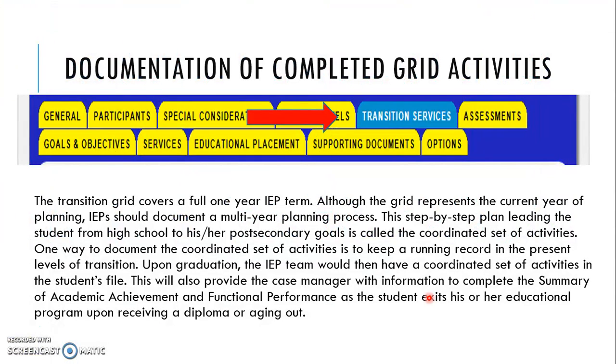So we need to make sure that the grid is covering one full IEP term. We went over that you might have to have 2 years of the transition class in there depending on the date of the IEP. Although the grid represents the current year, your IEP should actually document multi-year planning. It's a step-by-step plan to help them reach their post-secondary goals.